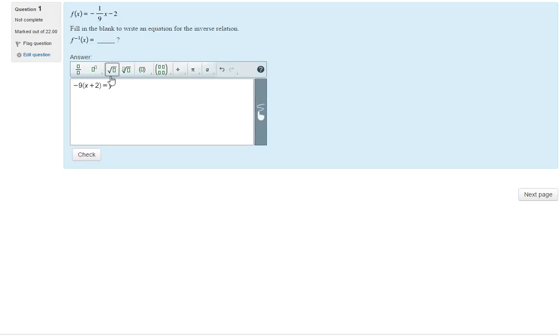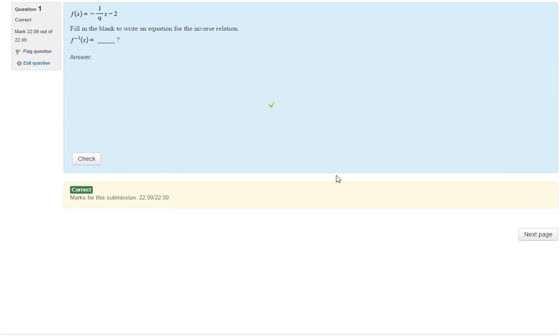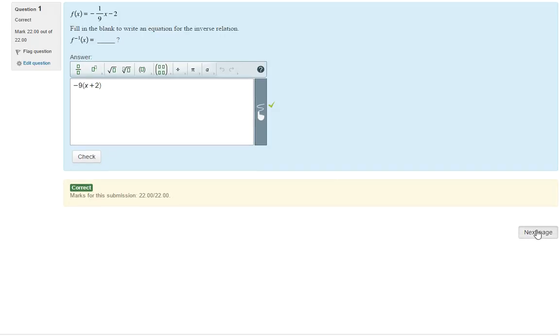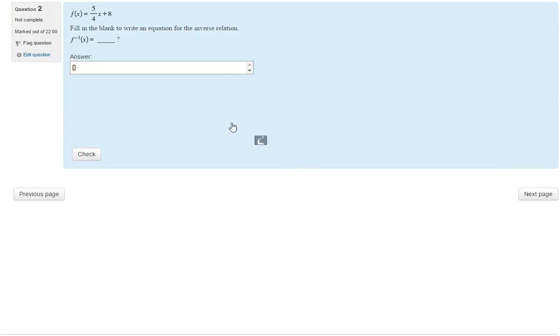And then the fourth step would be just to rewrite that as f inverse, but that's already done. I'm just filling in the blanks. Now notice this doesn't say to simplify, and so I don't need to distribute. I could write that as negative 9x minus 18, but I can just submit it like that and it's fine. Okay, next one, very similar.